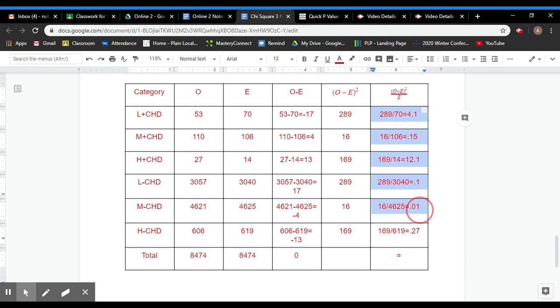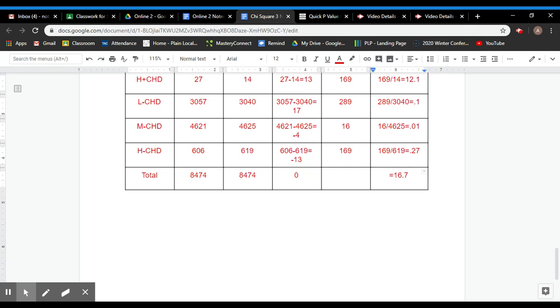Now we add all of that up to get this last box, okay? So I'm going to add everything in this column together to give me this box. So 4.1 plus 0.15 plus 12.1 plus 0.1 plus 0.01 plus 0.27 equals 16.7. So that is our chi-square value.